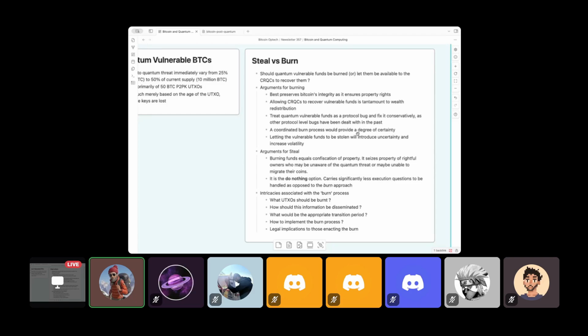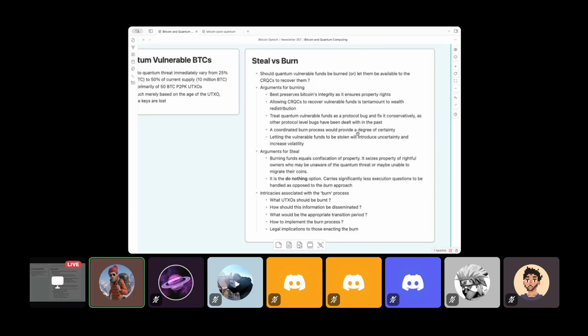So basically, to reduce uncertainty and volatility, people advocate burning the vulnerable coins. As far as the steal argument goes, the argument is that when you burn, that is equivalent to confiscation of property. You don't know whether the rightful owner is there or not, but you somehow assume that the rightful owner is not there, and you are seizing his property. It is quite possible that the rightful owner is unaware of the threat and the timeline, and so on. It is none of the developers' or the community's right to burn their funds. That is the argument being advocated in order to let the funds be taken away by quantum computers.